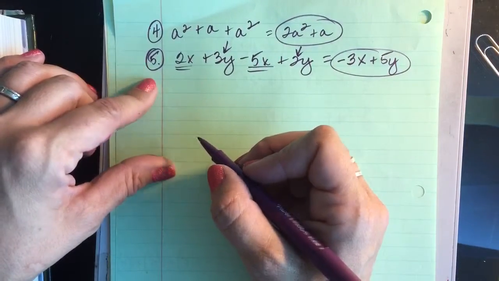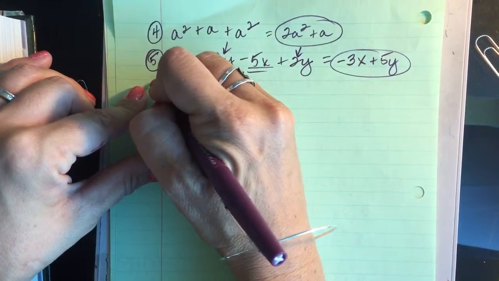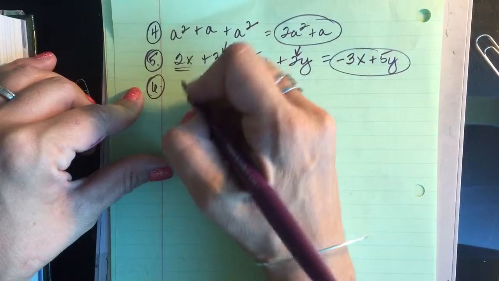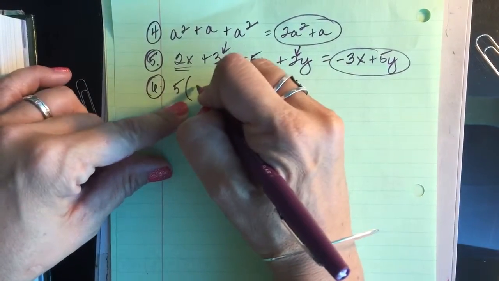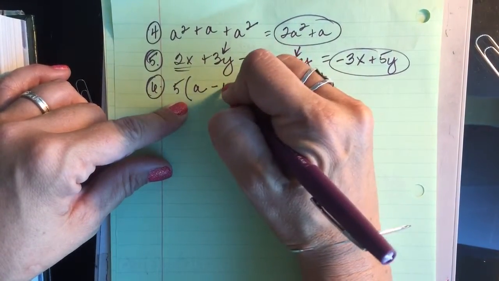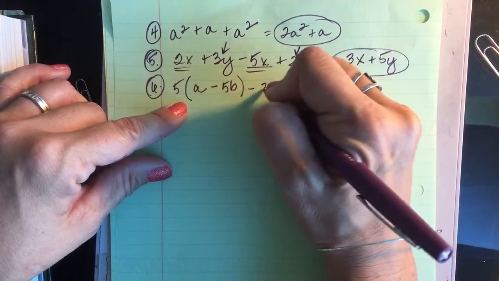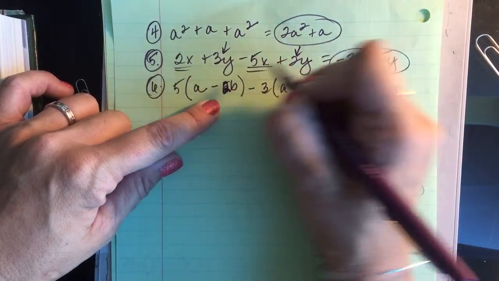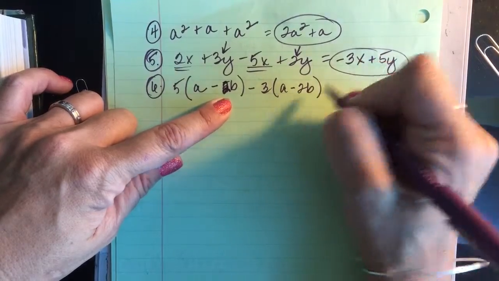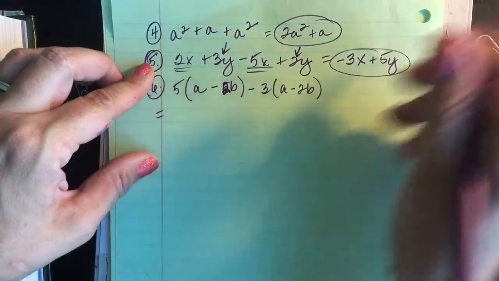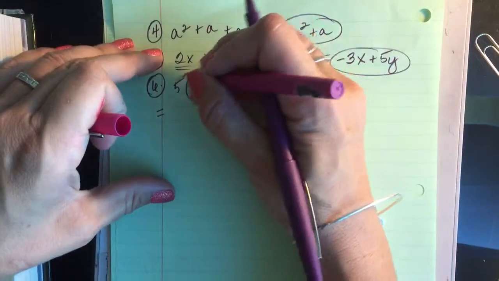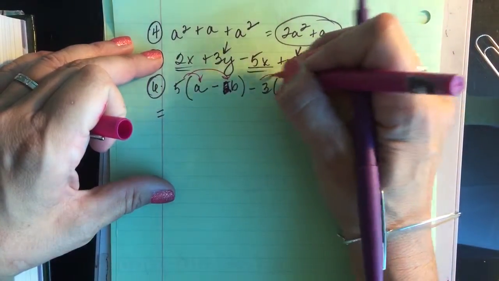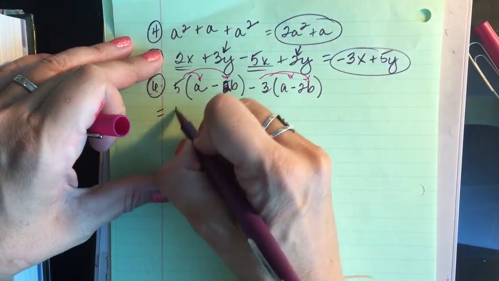Simplifying, we're going to combine like terms and maybe even distribute. Oh yeah, look what I'm saying, distribute. So number 6, we have to simplify 5 times the quantity a minus 2b minus 3 times the quantity a minus 2b. So I'm going to first distribute the 5 and the negative 3. And then I'll look to combine like terms.